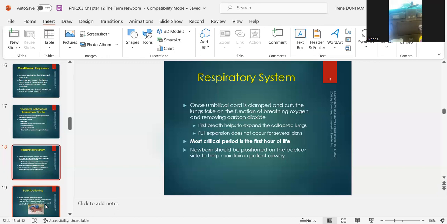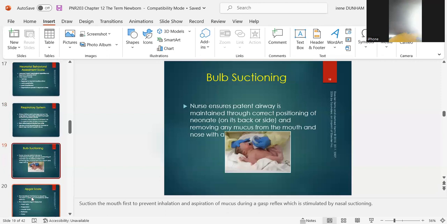Because once that cord is clamped, that's what they say. Once the cord is clamped, baby's what? On his own. And the lungs then take on the functioning. Now their own lungs are breathing oxygen and removing carbon dioxide. Okay, so they're on their own. That's when we say, okay, we're going to cut the cord, and baby, you're on your own.